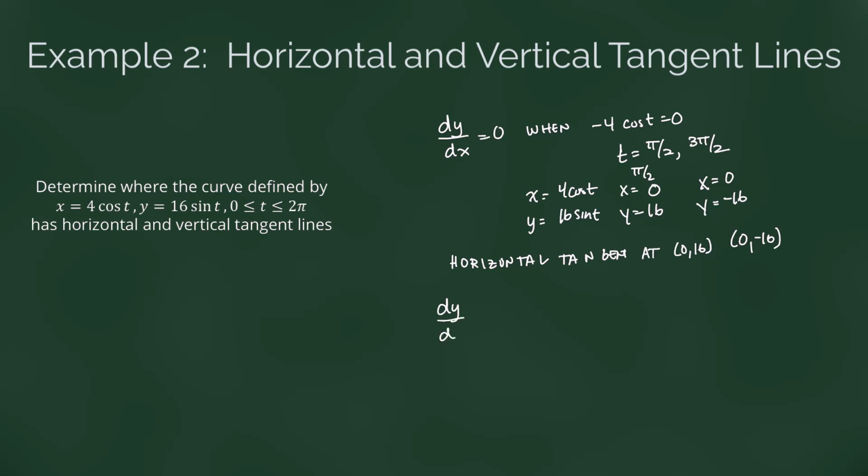We know that dy dx is going to be undefined. That's where we have a vertical tangent line, when the slope is undefined, when the sine of t is 0.